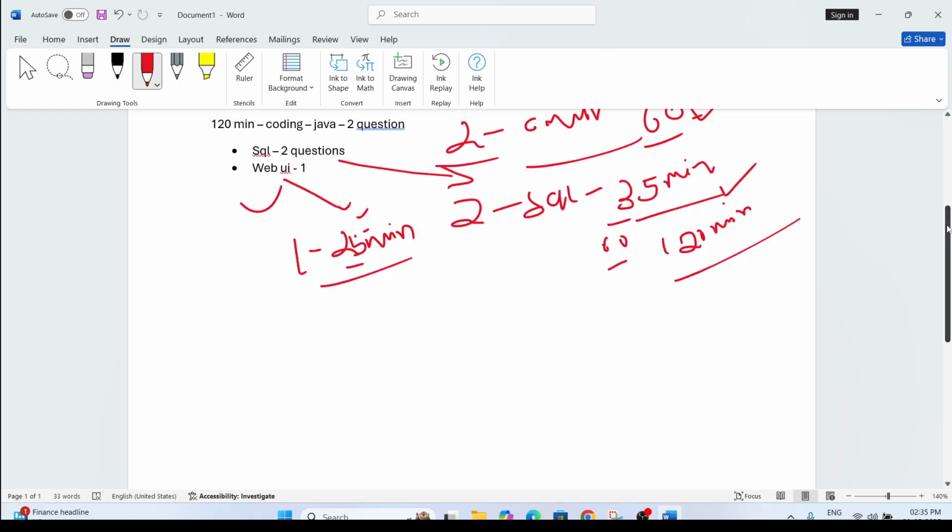Sectional timing is clear. Now this is very important, guys. If you solve one coding question, only after that can you move to the next coding question and see it. You cannot go in reverse, like moving back to the first question while solving the second. As people share their experience, they are saying that if you are solving the first Java question, you are not able to move to the second question directly.